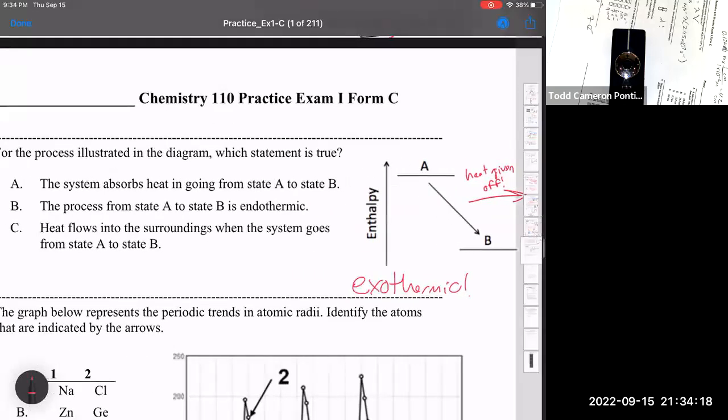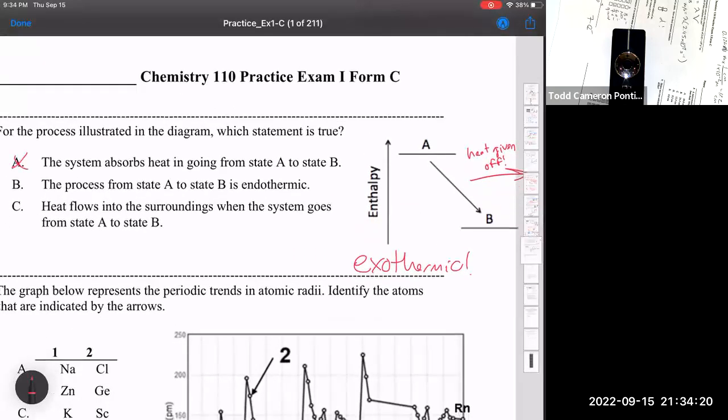So which of these is true? The system absorbs heat? No, it loses heat. The process from A to B is endothermic? No, it's exothermic. C, heat flows into the surroundings. That one is true. Yes. I'm sorry? Yes, enthalpy change is always with respect to the system. So if the system is losing, it's exothermic. If the system is gaining, it's absorbing heat.